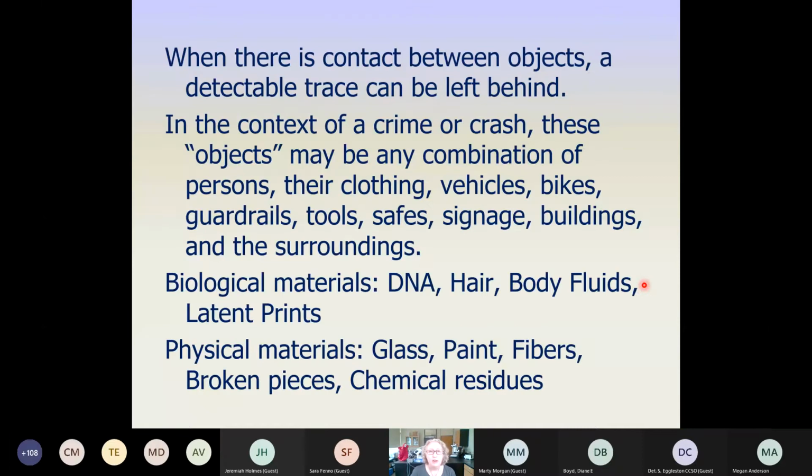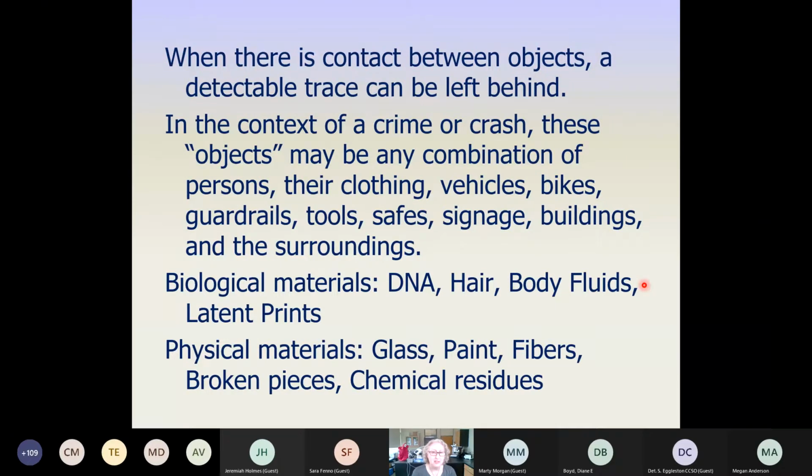Now, when we're talking about a crime scene or a vehicle crash, the objects in question could be any combination of people and their clothing, or the vehicles, or really any other objects. And the trace, in this specific thinking for Edmond Locard, could be biological materials, or it could be physical materials. And now that forensic work is widespread and has made great strides in the last 100 years, we've specialized into experts in specific types of trace materials.